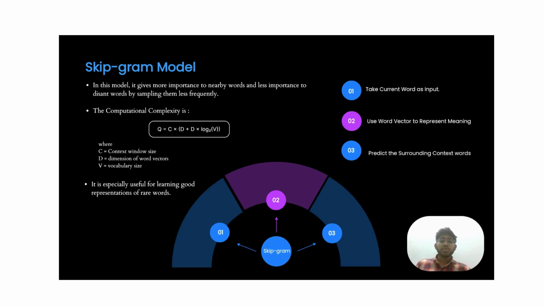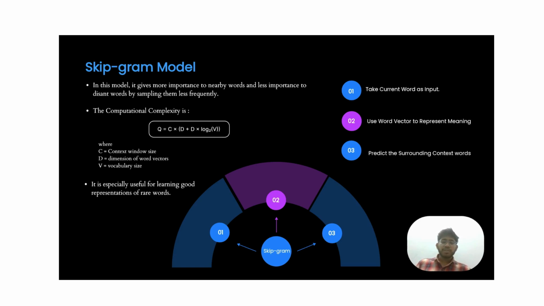Now let's look at the second model, skipgram. Earlier in CBOW, we used context words to predict the target word, but skipgram does the exact opposite. In skipgram, we take the current word as input and try to predict the surrounding context words. So instead of context to word, we now have word to context. Firstly, we take the current word, let's take the word coding as an example. Now we convert it to a vector.